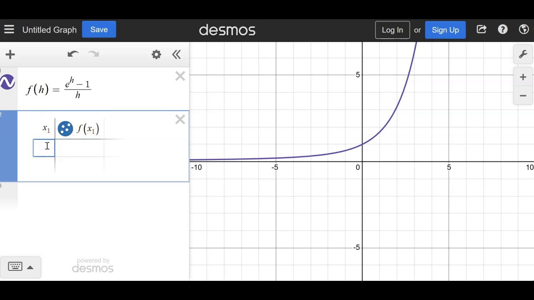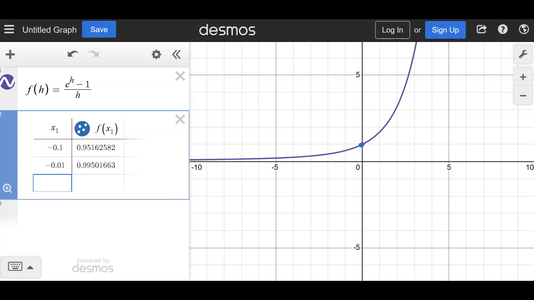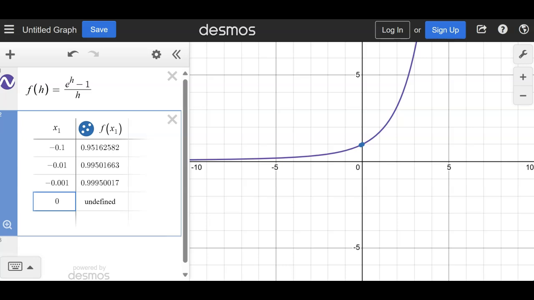And I wanted to see what happened when I plugged in negative 0.1, negative 0.01, and negative 0.001. And you can even put that 0 in the middle to see your undefined, which we already checked.